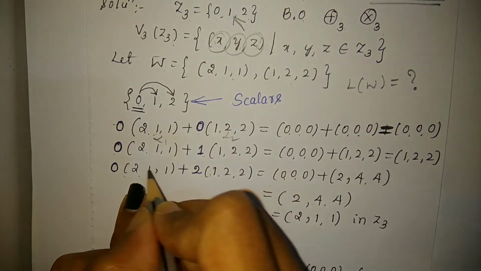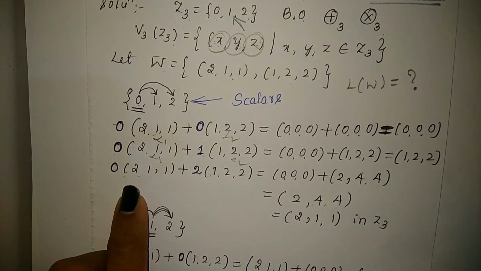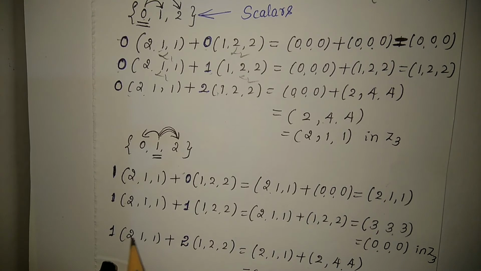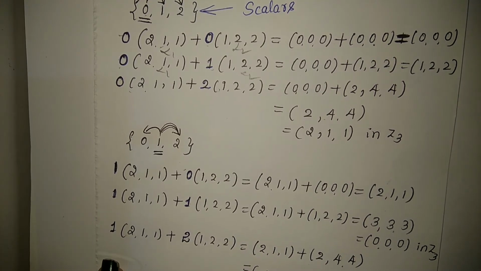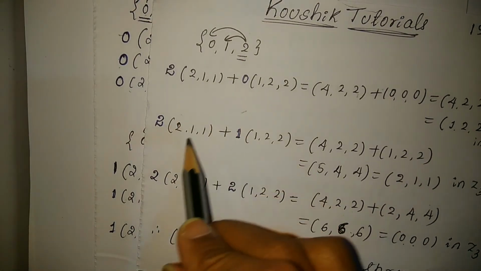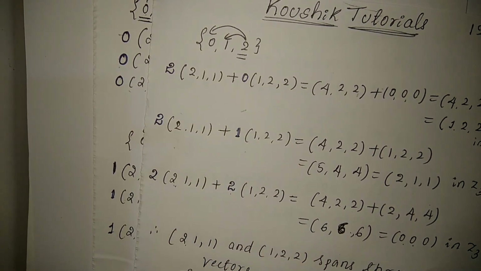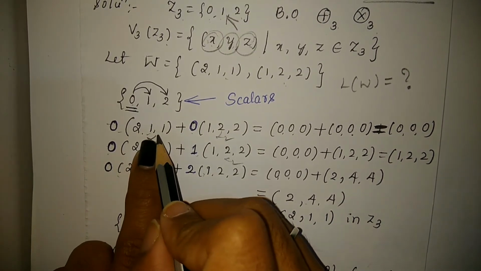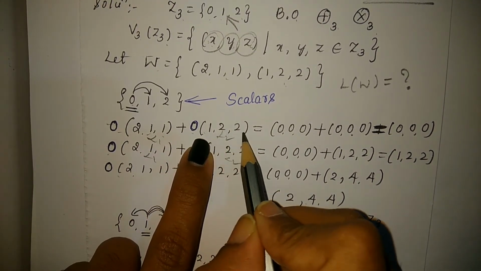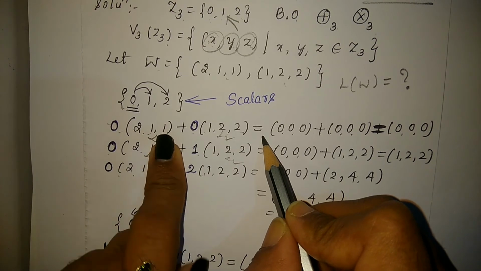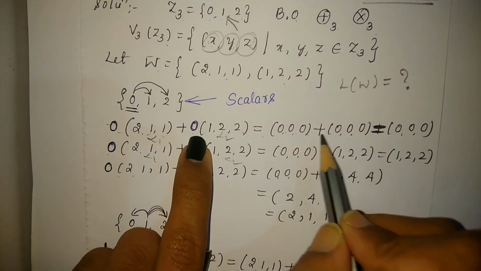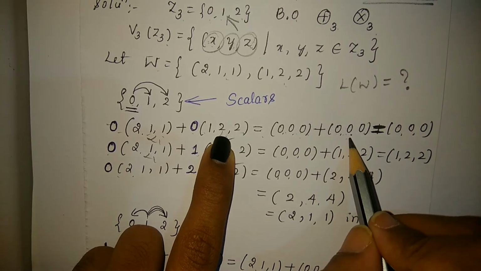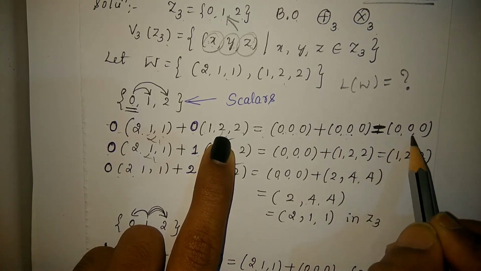Alpha 1 and alpha 2. Is it clear? So next start with 1: 1 with 0, 1 with 1 and 1 with 2. Similarly, last step, start with 2: 2 with 0, 2 with 1, 2 with 2. Just change the scalars. So first step, 0 into 2, 1, 1 plus 0 into 1, 2, 2 is equal to what? 0 into anything is 0, 0, 0. Plus 0 into anything is again 0, 0, 0. If I add these two triplets, again I get the triplet 0, 0, 0.